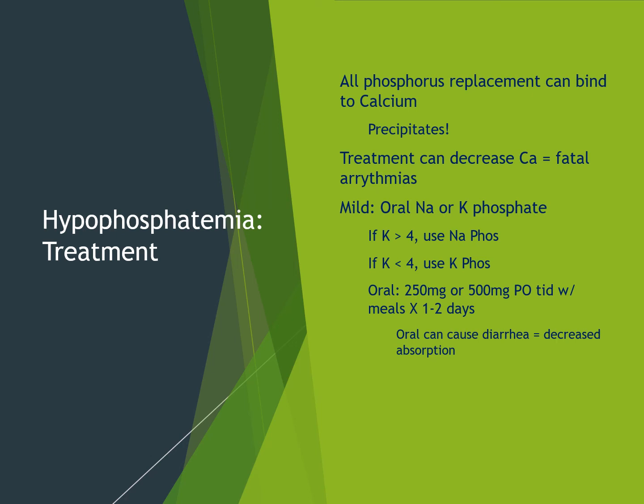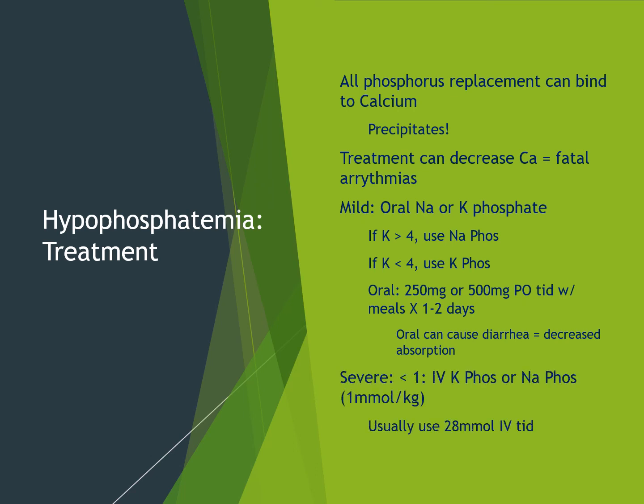So if the hypophosphatemia is mild, typically you can give oral sodium phos or potassium phosphate. If the potassium is greater than 4, you typically use sodium phos, and if it's less than 4, you use potassium phos. Oral is typically given as 250 or 500 milligrams orally, divided 3 times a day with meals, and you usually only give it for 1 to 2 days, and you repeat the level and see how much more replacement you need to give. Also remember that this treatment will cause diarrhea, which will cause decreased absorption.